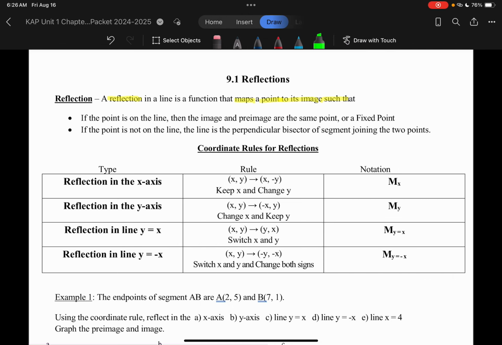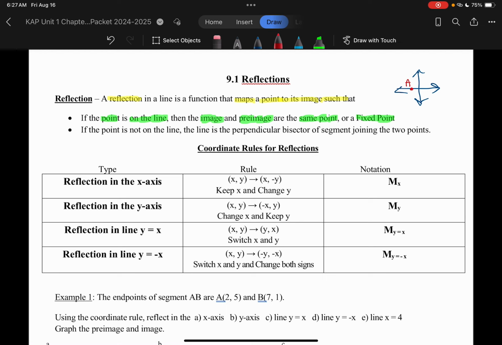Let's use a different color here. We're going to be looking at something known as a fixed point. If you have a point that is on the line of reflection, then the image and the pre-image are going to be the same point. I'll give you guys a sketch of what this looks like. So let's say I have this point A in red, okay?